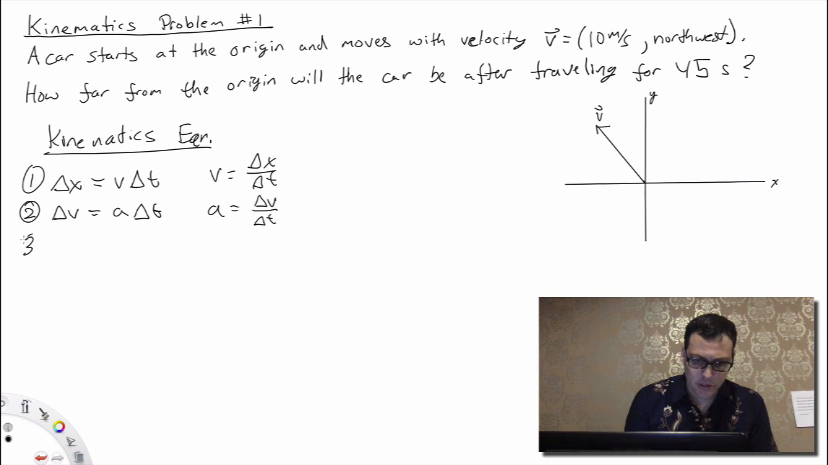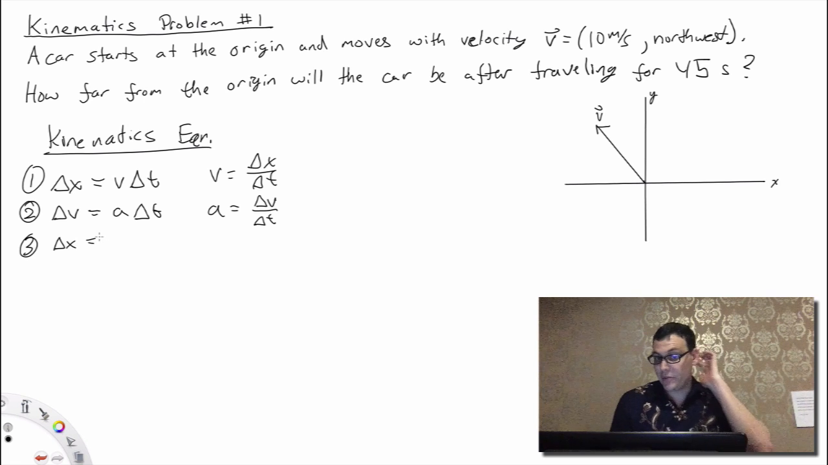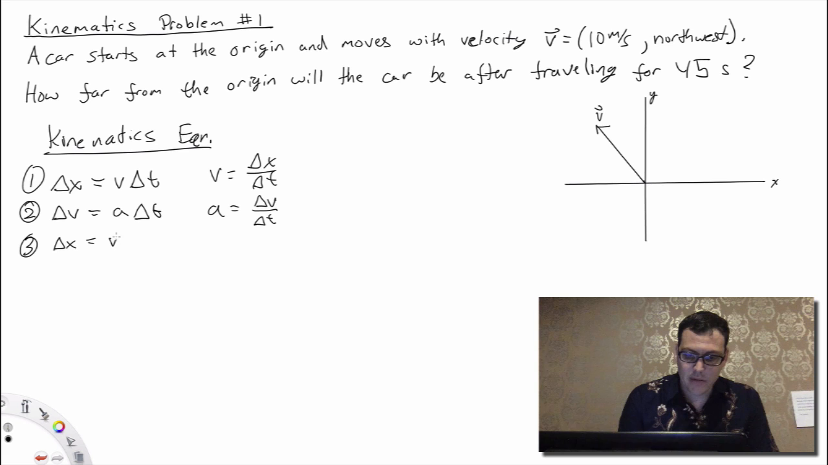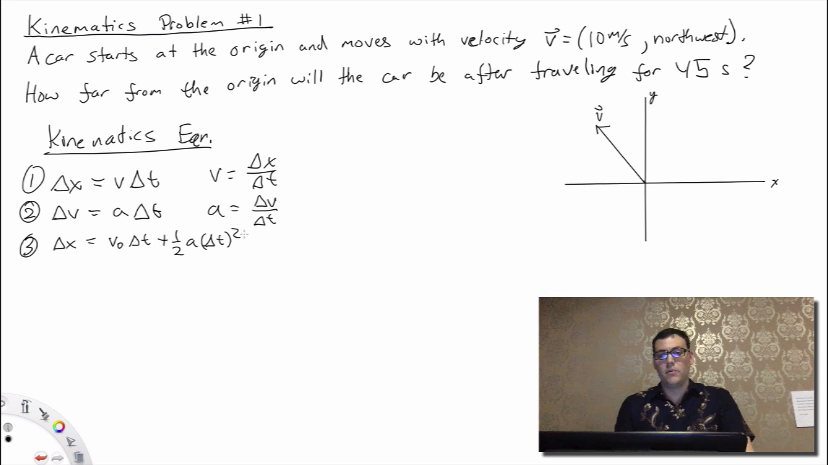The third kinematics equation is the change in x, the change in position, when you don't have a constant velocity, you have an acceleration. So you're going to have some initial velocity times delta t, plus 1/2 a delta t squared. It's a little more complicated because there's acceleration. Very similar to equation number one, except in this one you have an initial velocity, and then that velocity is changing with a certain acceleration, a.